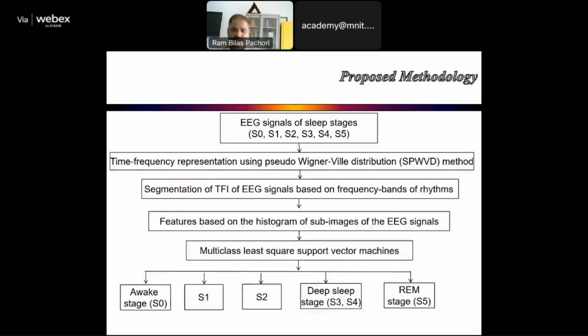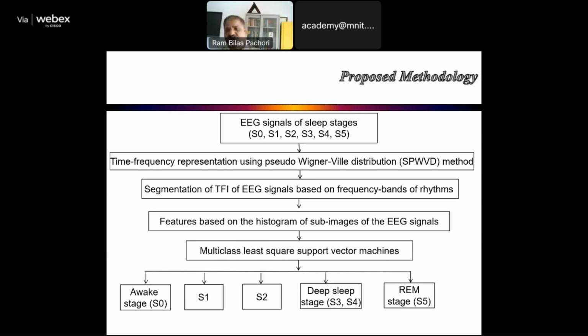This is the proposed methodology. We have EEG signals with sleep stages S0, S1, S2, S3, S4. According to the R&K standard, 6 stages are there. Then we obtain the time frequency representation using the pseudo Wigner-Ville distribution method, and segmentation of the time frequency image of EEG signals based on the frequency bands of rhythms.